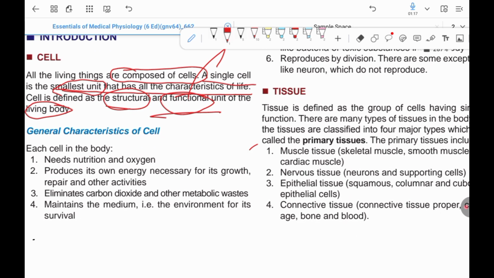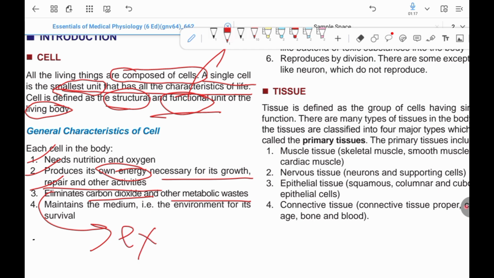So let's move forward. General characteristics of the cell. Each cell in the body needs nutrition and oxygen. Cell produces its own energy necessary for growth, repair, and other activity. Okay. Cell eliminates carbon dioxide and other metabolic waste, which means it performs the function of excretion. Okay. It is the function of excretion.